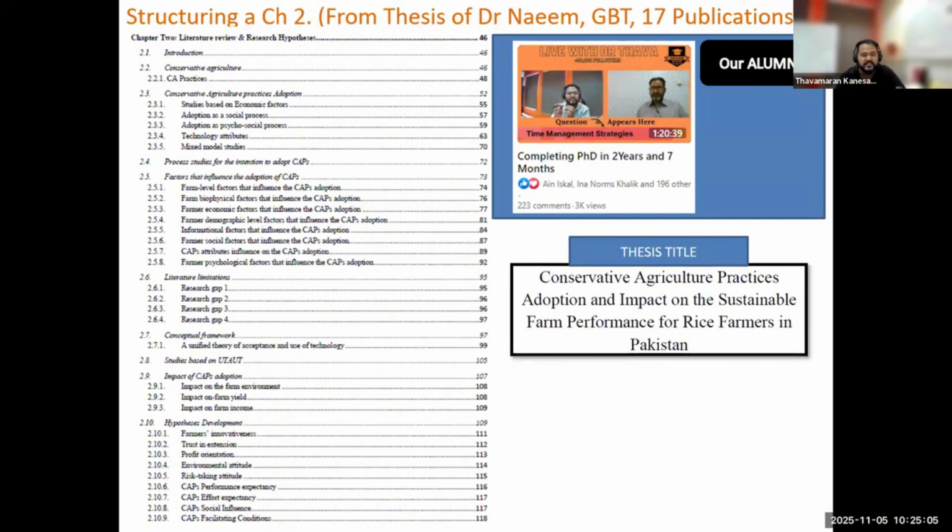So why I say this is the best? This is Dr. Naeem's thesis. He's a senior lecturer in Oman now. He finished his PhD, graduated before time, in 2 years and 7 months, with 17 publications. He had 17 publications from this single thesis, 12 Web of Science and 5 Scopus. He had more Web of Science than Scopus. He did many review papers, many empirical papers, and so on and so forth. So this is by far a very good sample to look at.